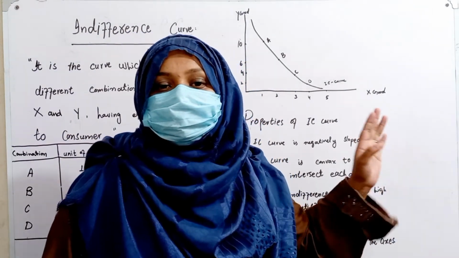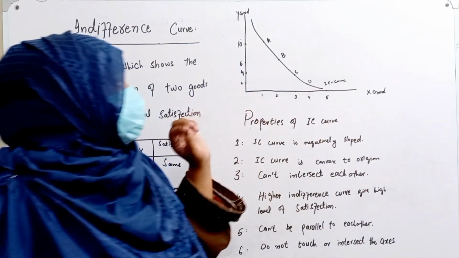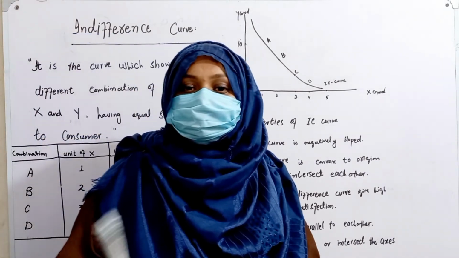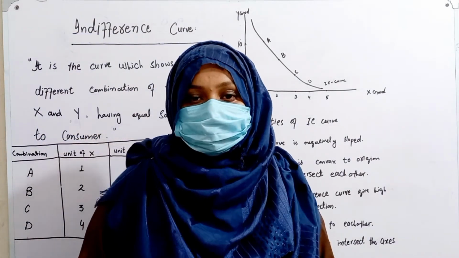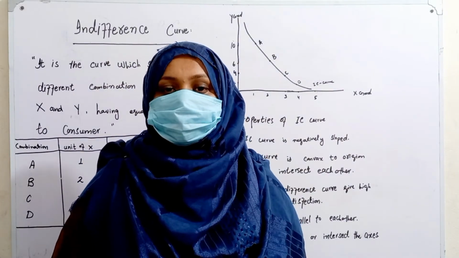These are the different combinations of two goods. When we combine these combinations, we will find a curve, and this curve is called the indifference curve. Now I am going to discuss the properties of the indifference curve.